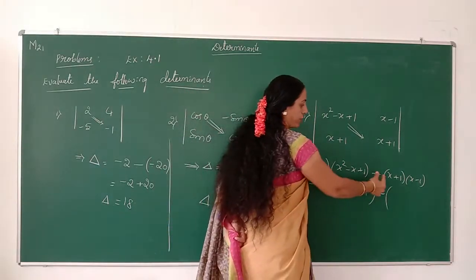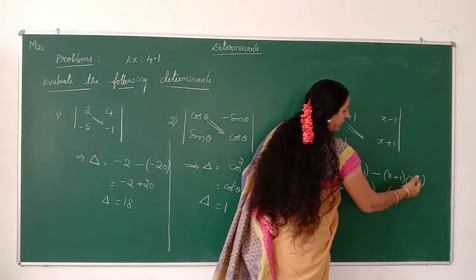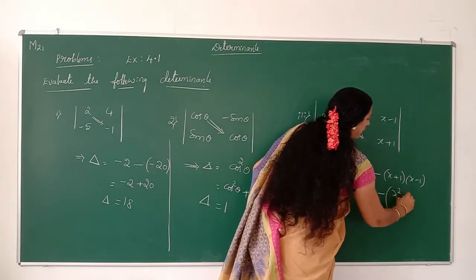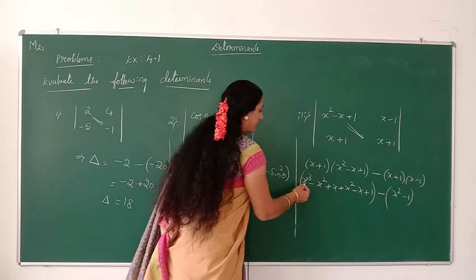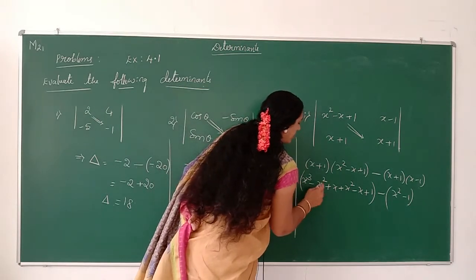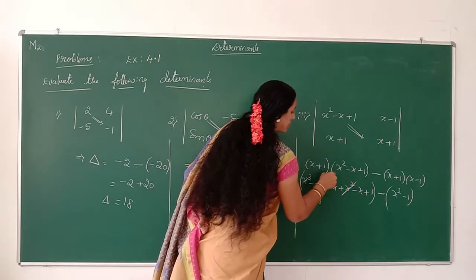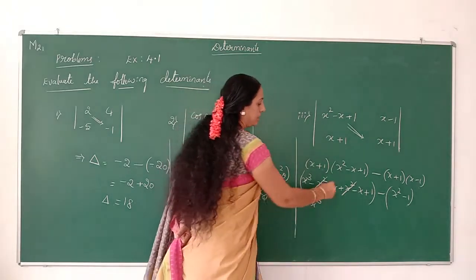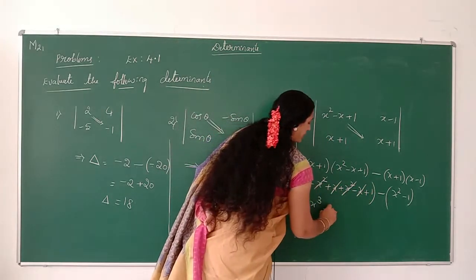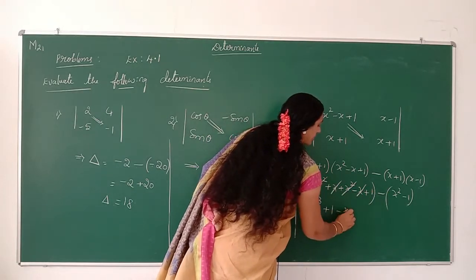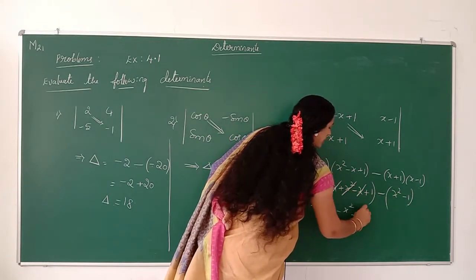Similarly, in the second it is also possible to distribute. Otherwise, using the formula, these two are in the form of a plus b into a minus b, which can be written as a square minus b square. So we simplify: x cube minus x square plus x square, both get cancelled. X minus x also gets cancelled. That is plus 1, minus x square, minus into minus is plus 1.